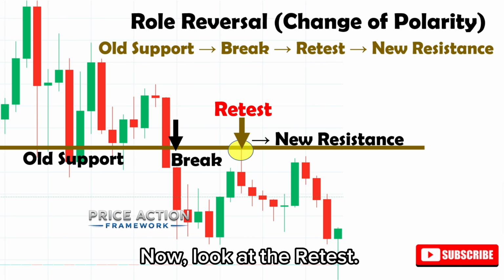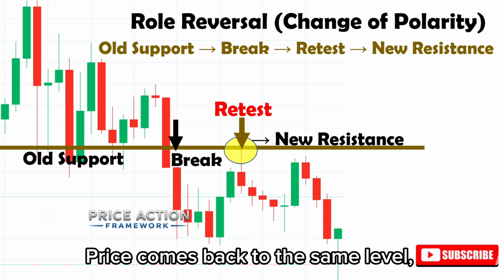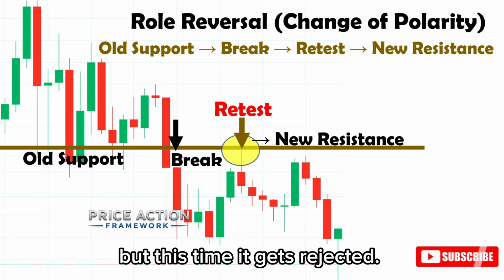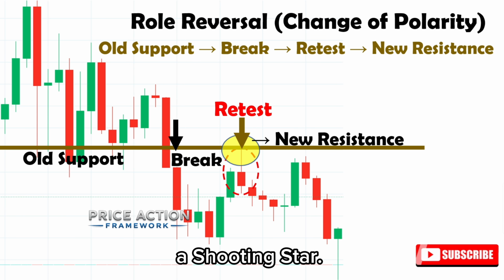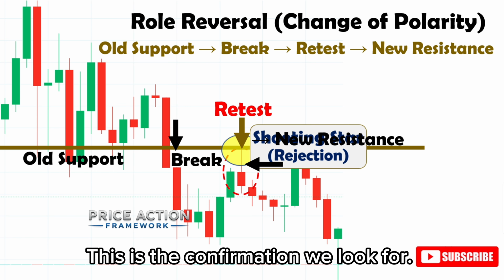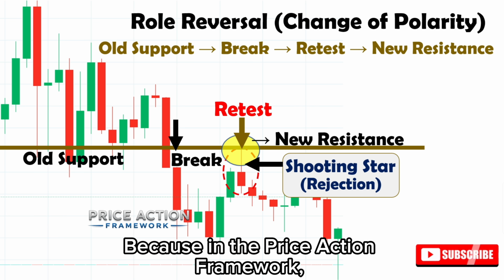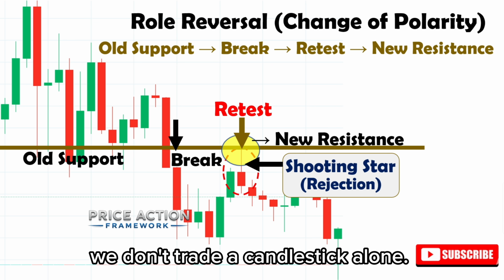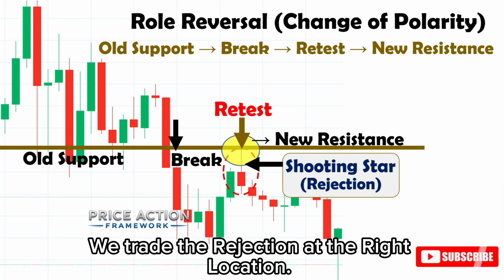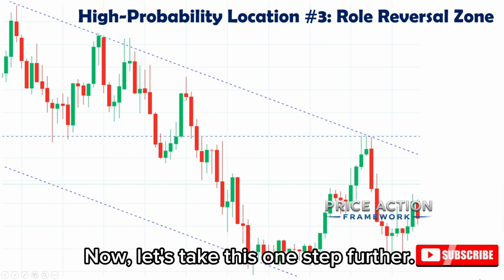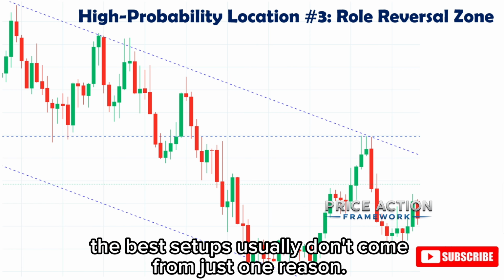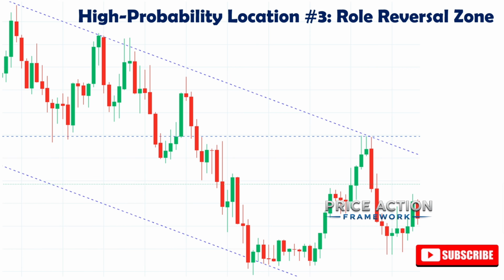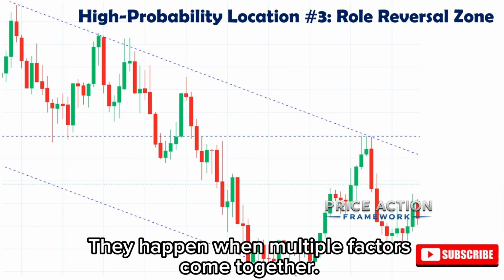Now look at the retest. Price comes back to the same level, but this time it gets rejected. And notice what appears at this new resistance, a shooting star. This is the confirmation we look for, because in the price action framework, we don't trade a candlestick alone. We trade the rejection at the right location. Now let's take this one step further. Because in real trading, the best setups usually don't come from just one reason. They happen when multiple factors come together.